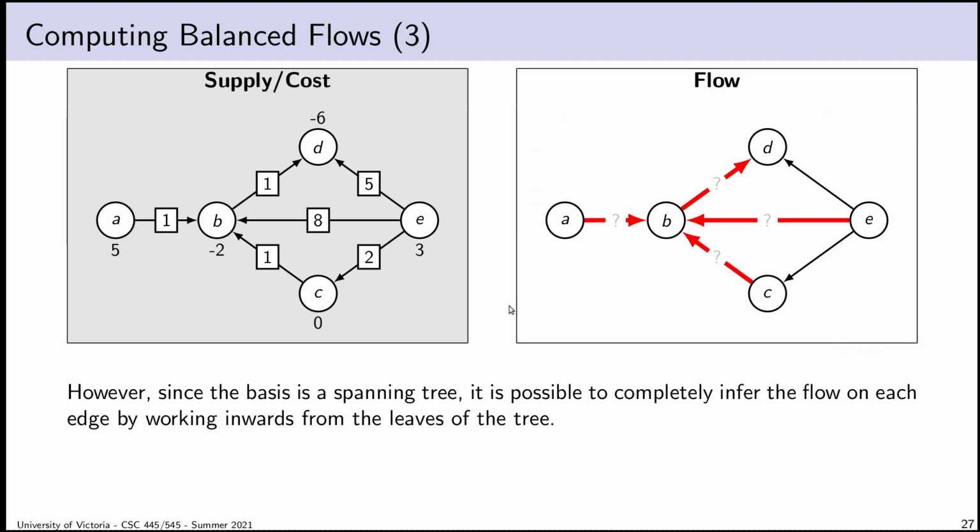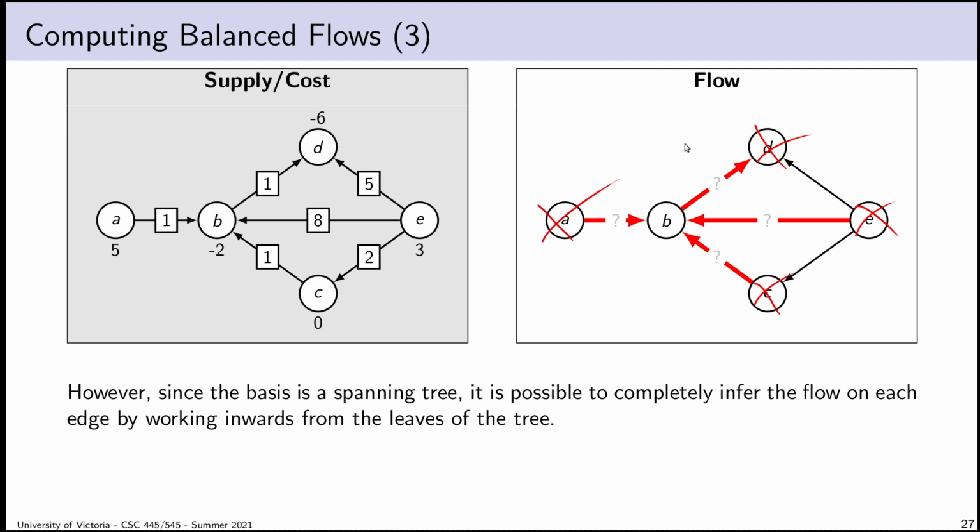So the basis is a spanning tree, and there are lots of ways of thinking about this. It's a tree in the most broad sense, a so-called free tree. A free tree is just any connected acyclic graph. It doesn't have to have a root to be a free tree. I could just compute my flow values by working inwards from every leaf. So here's a leaf, here's a leaf, here's a leaf, and here's a leaf.